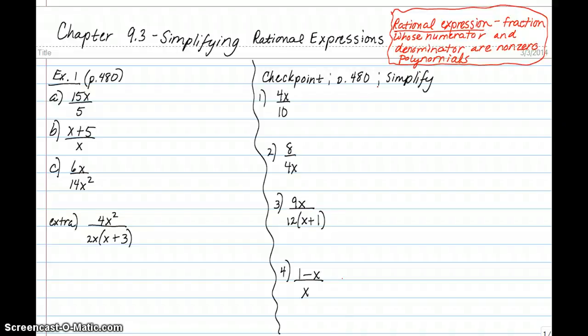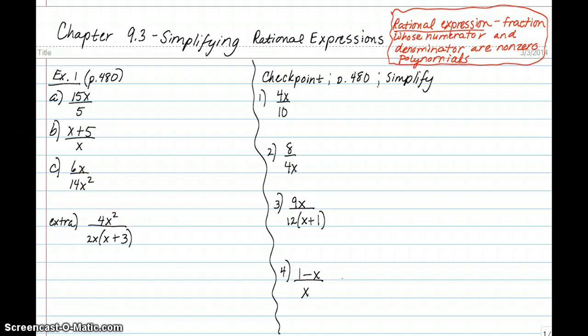This is chapter 9.3, Simplifying Rational Expressions. You learned this skill in Algebra 1, but it came to my attention that a lot of you were struggling with it, so we're going to go ahead and review it. What we're going to do is first of all determine what a rational expression is.